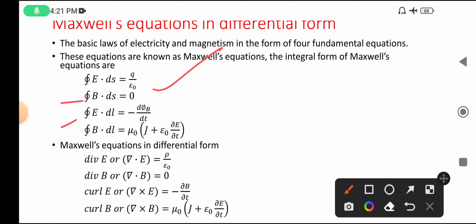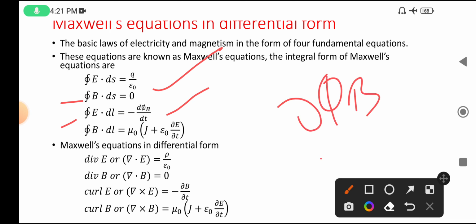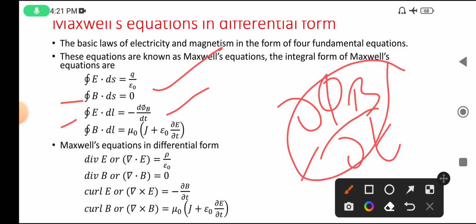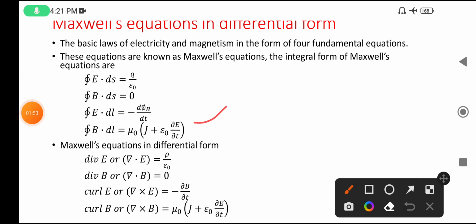Next, integral E dot dl is equal to minus d phi B by dt, and sometimes it is also written as dou phi B by dou t. Don't get confused, nothing will change. The last one in integral form is integral B dot dl equals mu naught into J plus epsilon naught dou E by dou t. Okay friends, these are the four integral forms of Maxwell's equations.